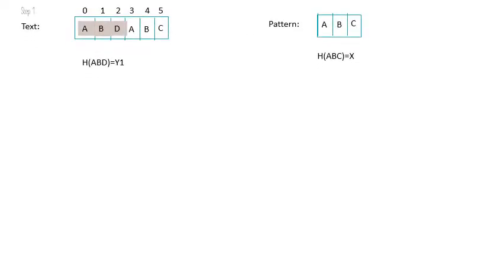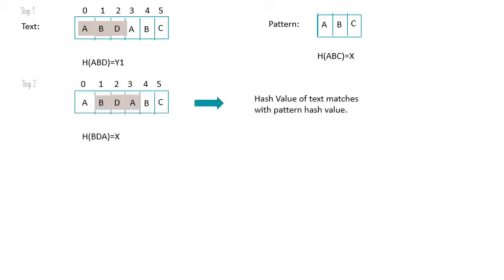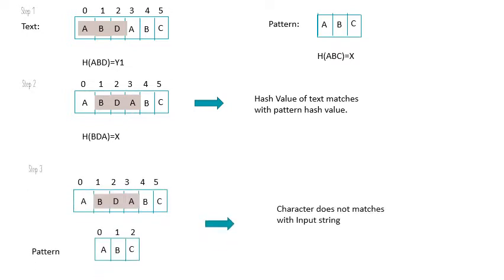Now, we'll first calculate the hash value for the pattern string. Let's assume it's x for now. We will now compare the hash value of the pattern with the hash value of the text. If they match, then character matching is performed. In this case, as we can see, it does not match, so we will move forward by one character. In step 2, the hash value matches the hash value of the pattern. So now we will compare the characters of both the strings.